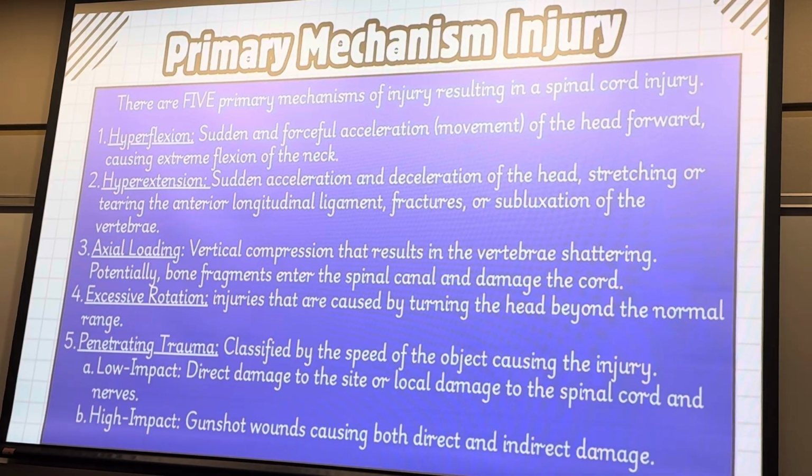Axial loading. I just love that. We love you.